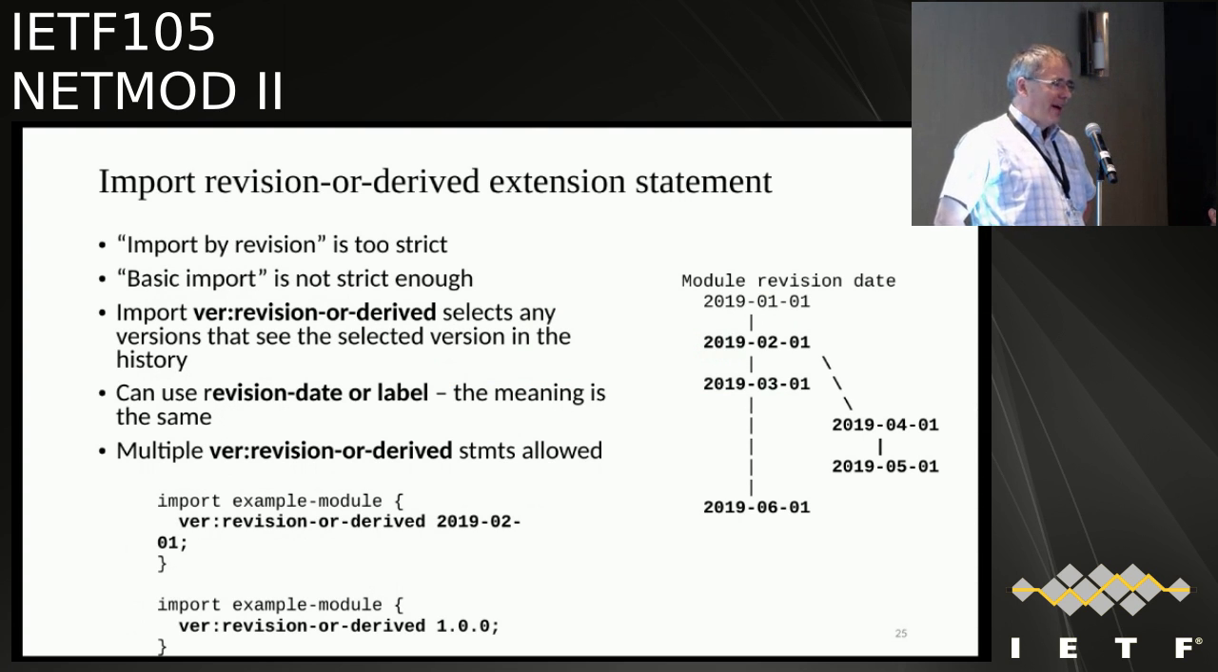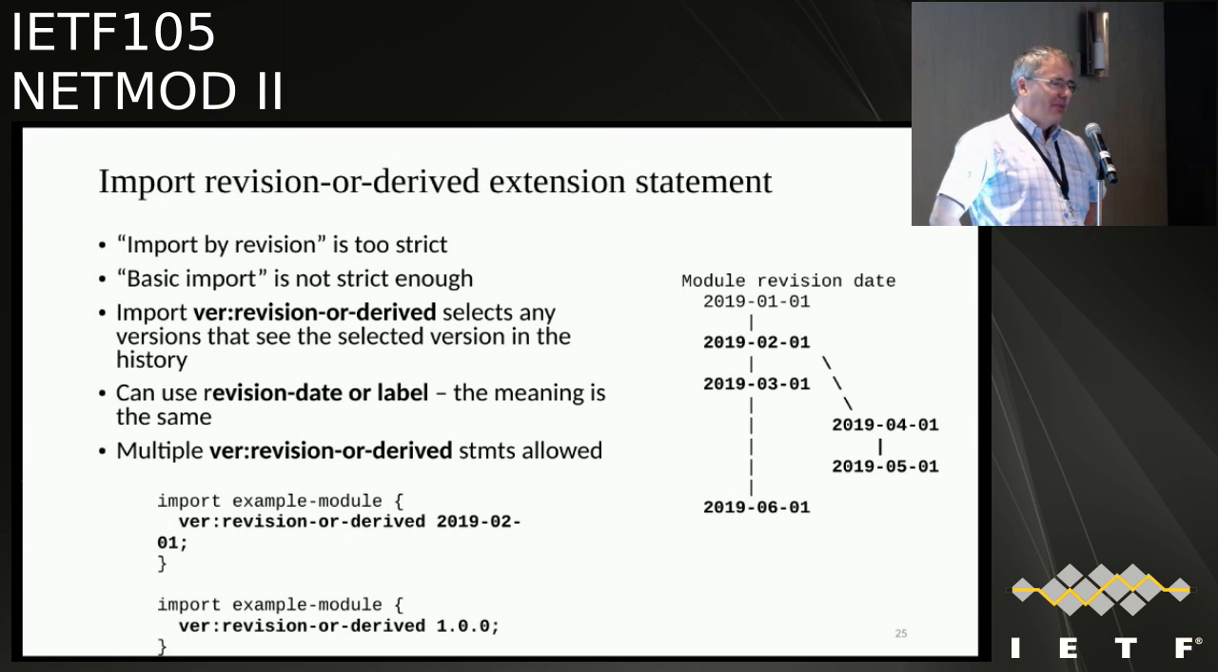Okay, import by revision-or-derived. That's a very important part of this work. So we said the simple import without any revision date is too liberal. If you have the revision date there, it is too strict. What the usual case is that I want something that includes the functionality I'm depending on already, and anything later on, I very much hope that it will not remove the functionality I depend on. It's not a strict promise that everything afterwards is good for me, but usually it is enough.